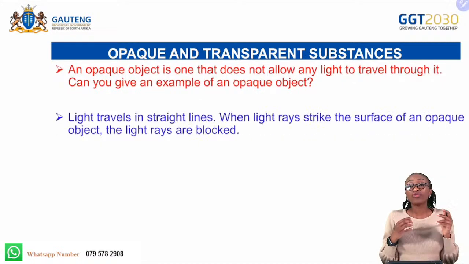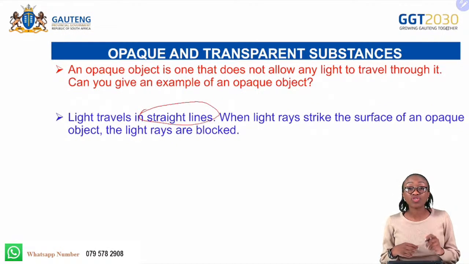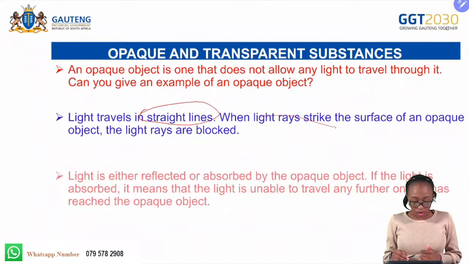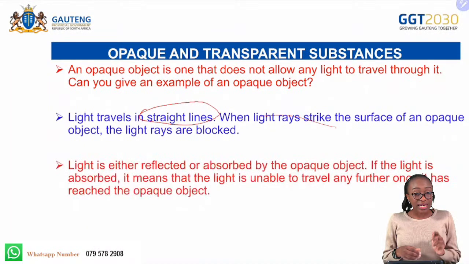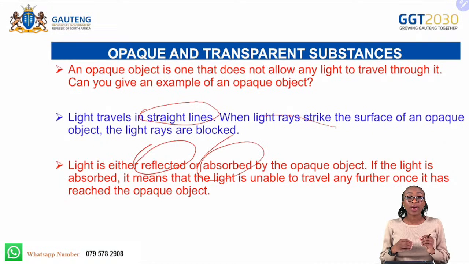Okay, so if you remember from our previous lesson, we learned that light travels in straight lines. So when light rays strike the surface of an opaque object, the light rays are blocked. Remember we said opaque objects block light rays. So once it reaches the opaque object, either it is reflected or it is absorbed by the opaque object.